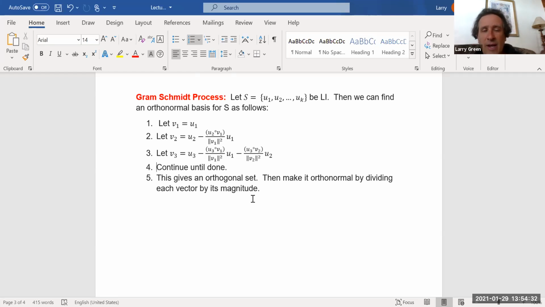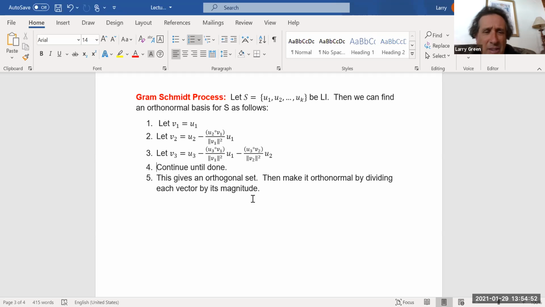Whenever you have a step-by-step process, you don't have to write a proof because it's step-by-step. I guess you have to show the dot products are 0, but I did that for the second step, and I'll let you look at the third step and realize everything cancels when you take a dot product. Any questions on that?